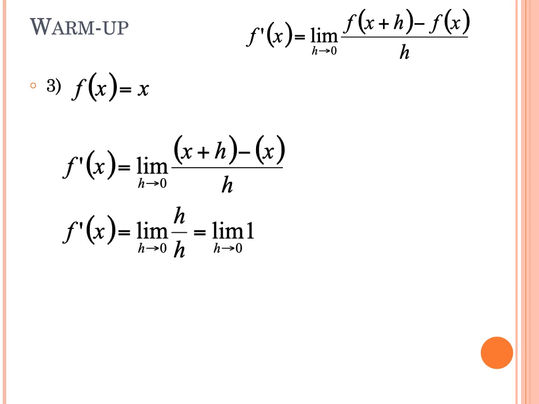The last one here, when I plug this in, I get h over h, or just 1, and since I'm taking the limit of 1 as h approaches 0, there's nothing to plug in 0 for, so our derivative here is 1.